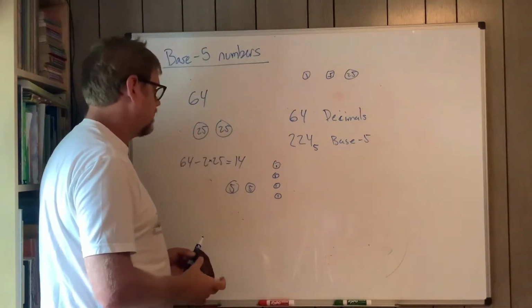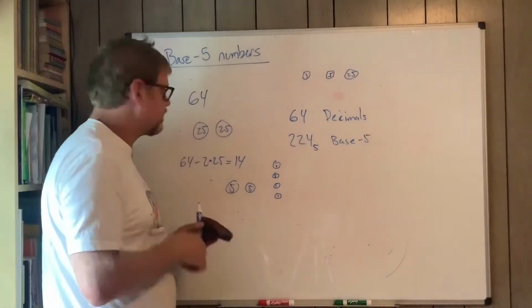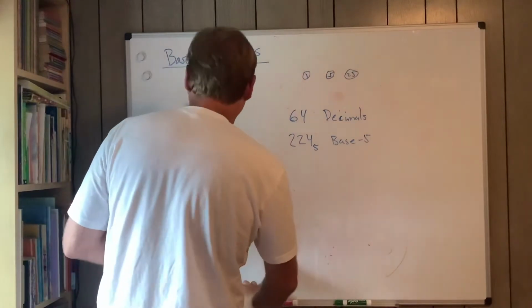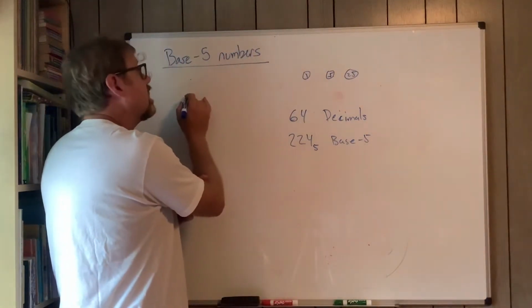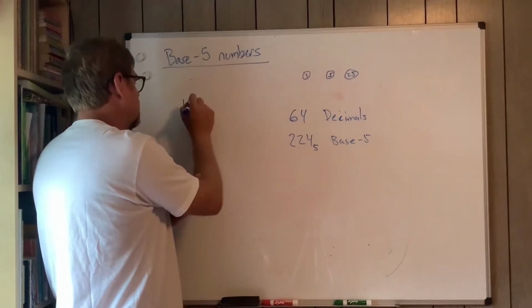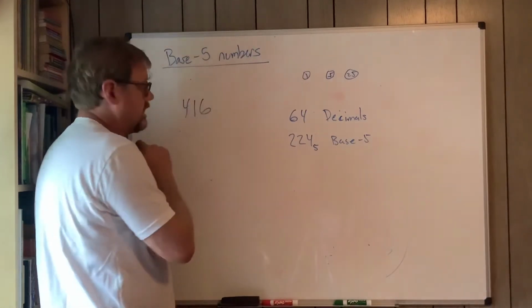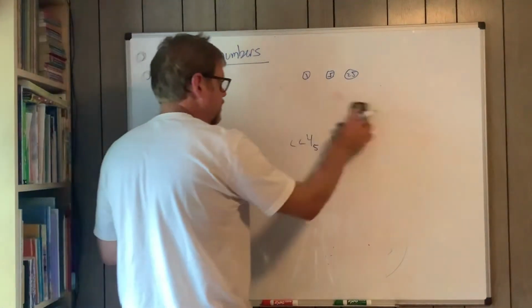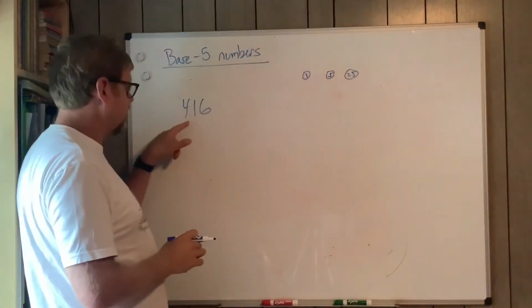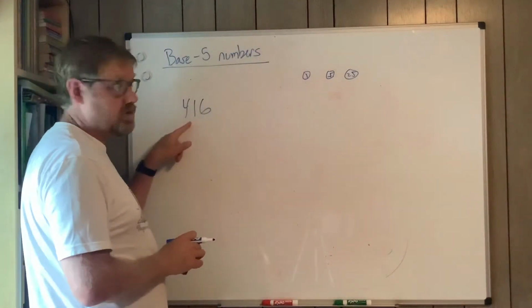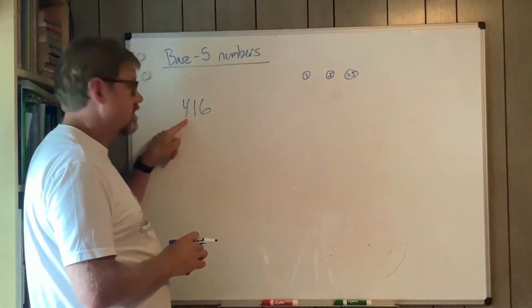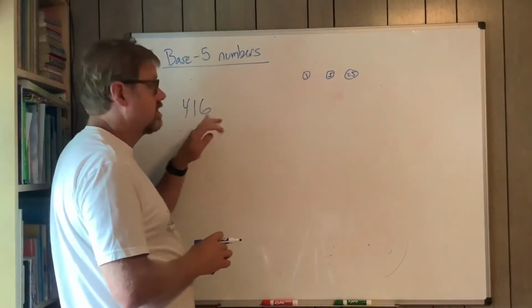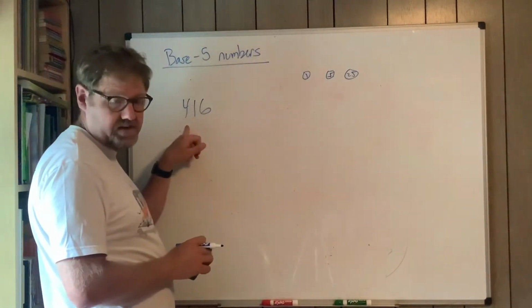Let me look at one more example, and then we'll also reverse. So I am going to jump up a little bit and do 416. Now, if you think about this, how many quarters do I need for this? Well, I need $4 worth, right? 4 quarters is $1, so this would be 16 quarters.